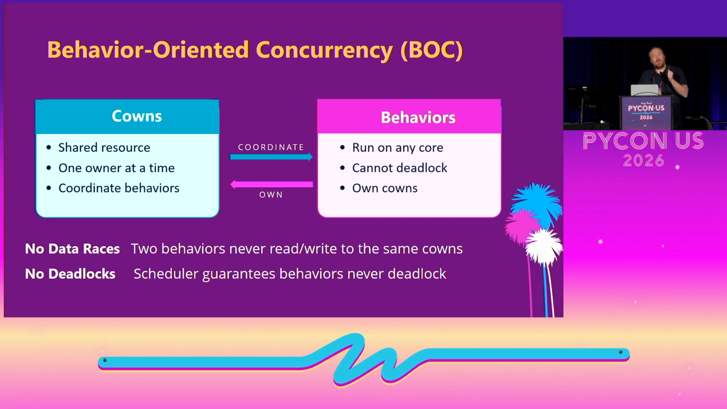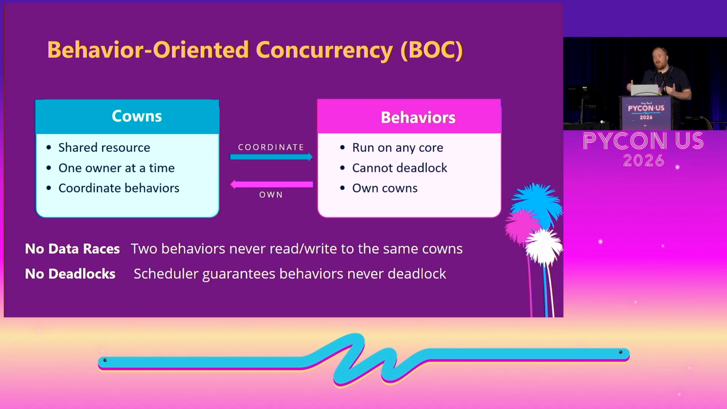The first one is concurrent owner, or the cown. A cown provides unique temporal ownership of a resource. It means that only one thread of execution can have read and write access to that particular resource at any particular point in time. And cowns are used to schedule behaviors. A behavior is just a code snippet, just a little bit of code that needs to run.